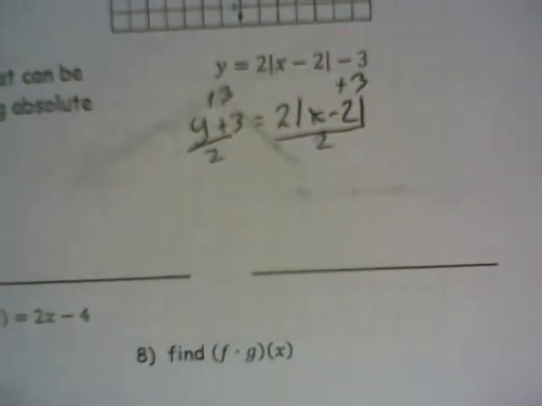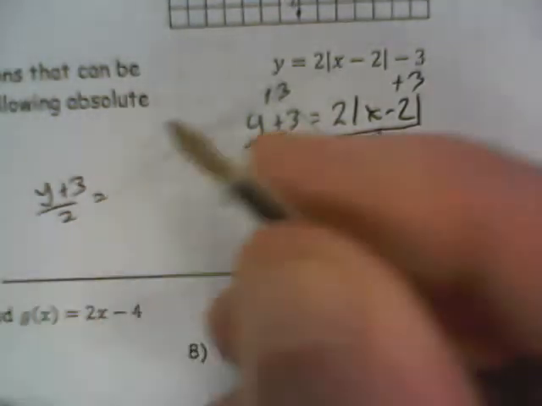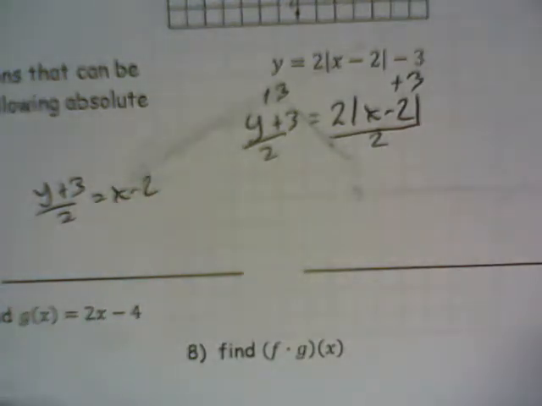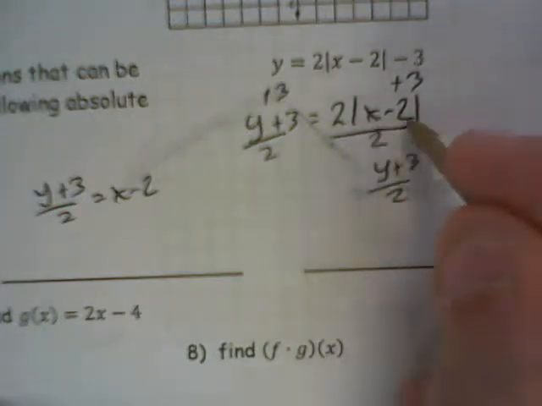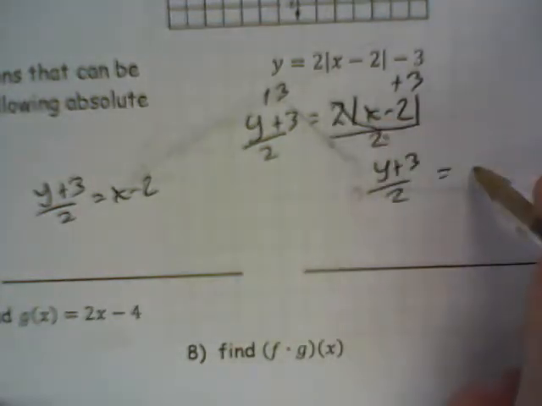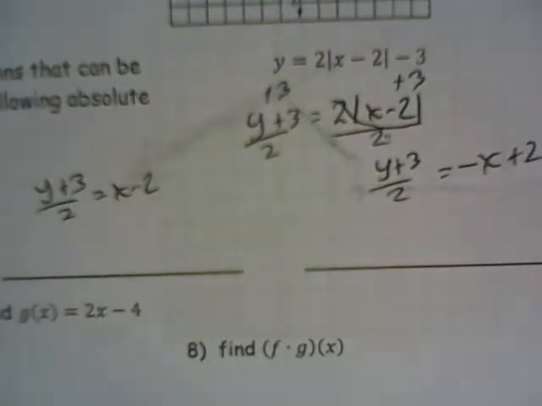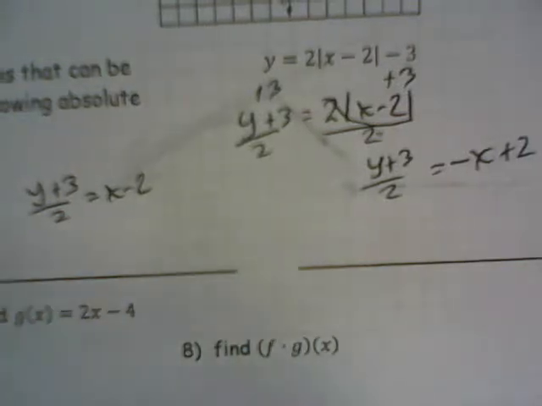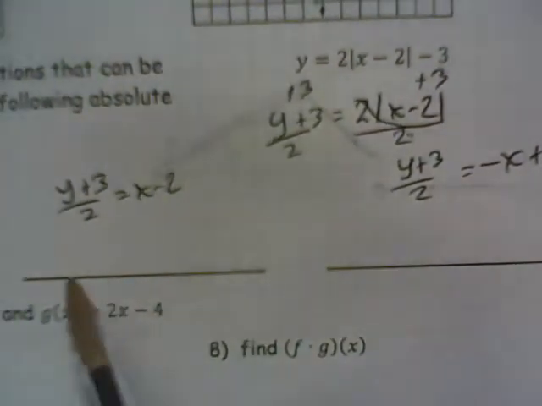And now I'm going to write two separate equations. One of my equations will be that (y plus 3) over 2 really does equal x minus 2. The other equation will be (y plus 3) over 2 equals the negative of what's left in the absolute value, which is negative x plus 2. And what I want to do is get both of these in slope-intercept form. Some of us didn't put it in slope-intercept form, and I didn't take off. I probably will in the test, though, but I probably should have put in my directions also to put it in slope-intercept form. So here's what I'm going to do.